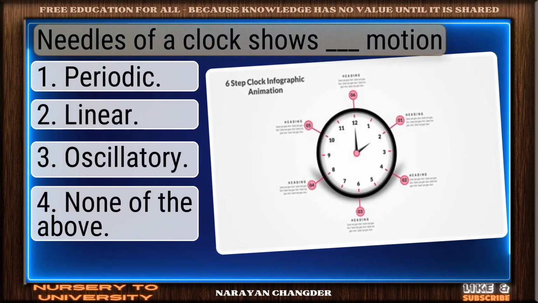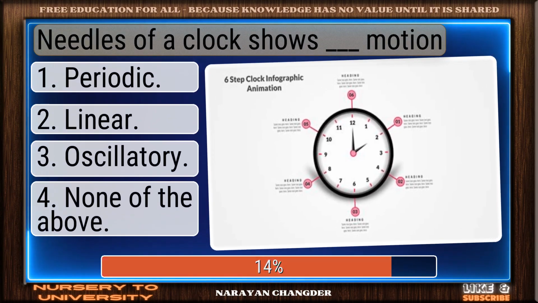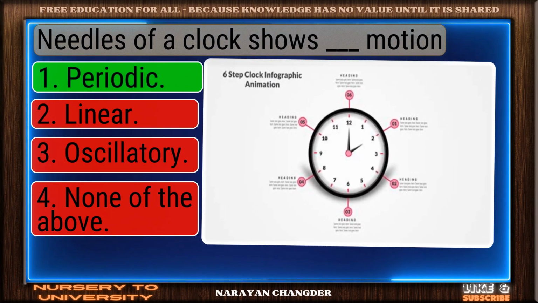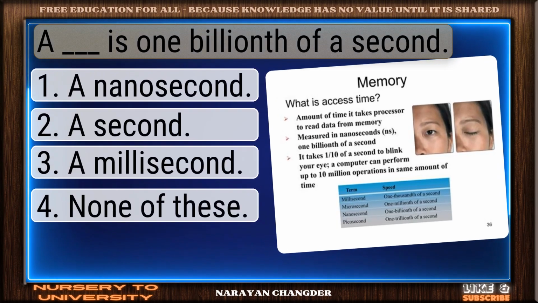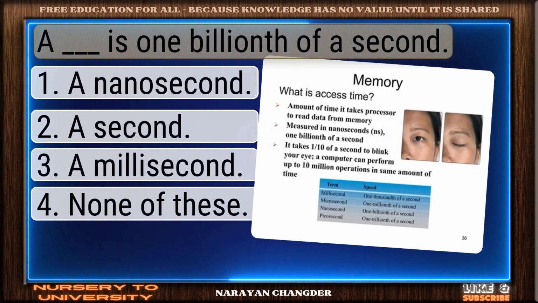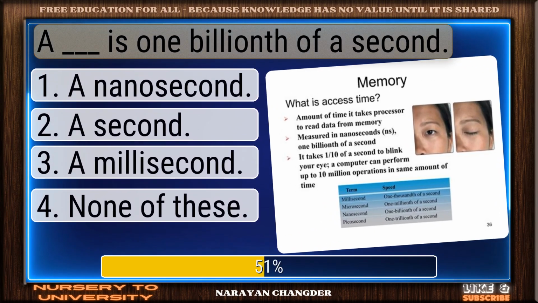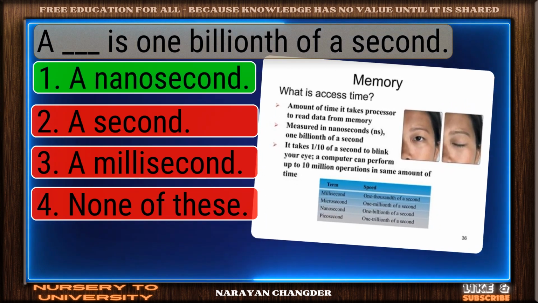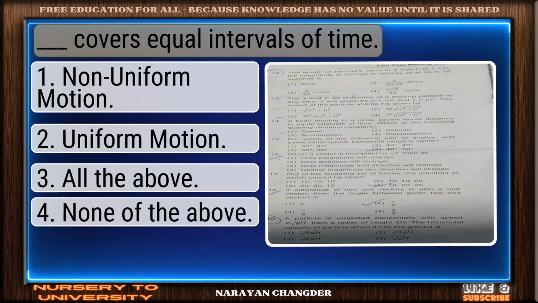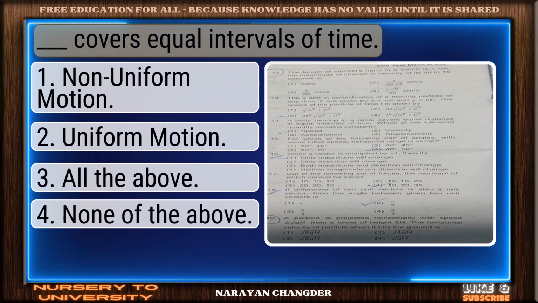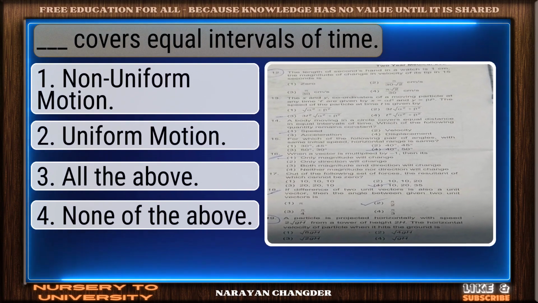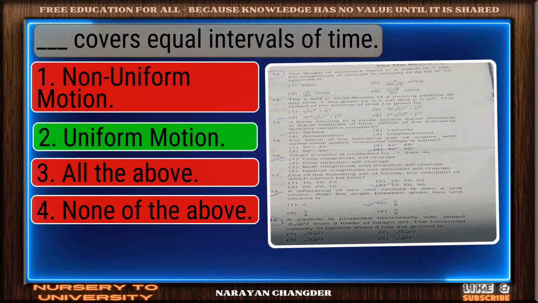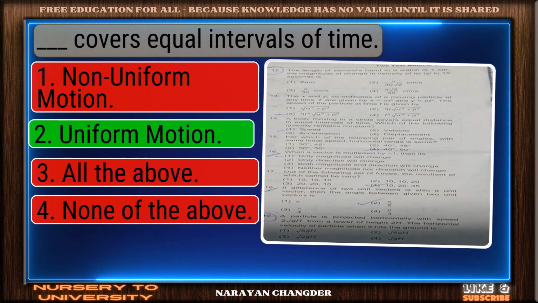Question number 134. Needles of a clock show a dash motion. Smart pick. Periodic is the correct choice. Question number 135. A dash is 1/1000th of a second. Sharp thinking. A millisecond is the right choice. Question number 136. Dash covers equal distances in equal intervals of time. Nice selection. Uniform motion is the correct and valid answer.